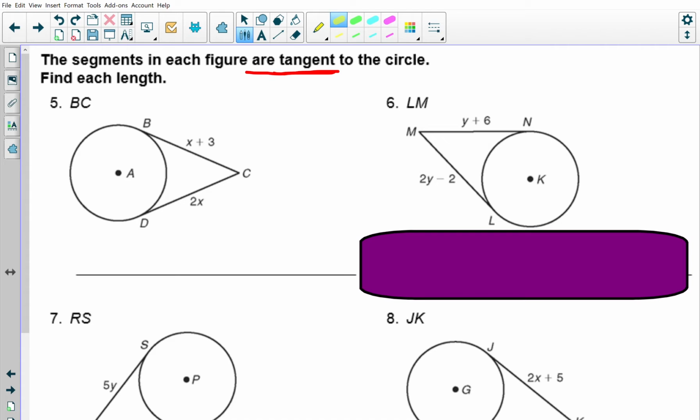Segments in each figure are tangent. Find each length. We know by the theorem that these have to be equal to each other. Second mistake, people. Be prepared.